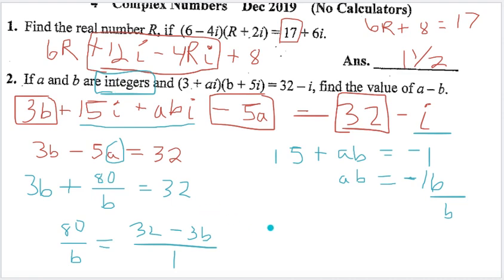Click pause if you want to finish it. The answer was b was 4. Oh, they want us to find a minus b. b was 4. And what did I get a was? After I got b was 4, oh, then you can plug it in here and get that a is negative 4. And then they want a minus b, so it's negative 4 minus 4. Final answer, negative 8. Wow, that one took a lot.